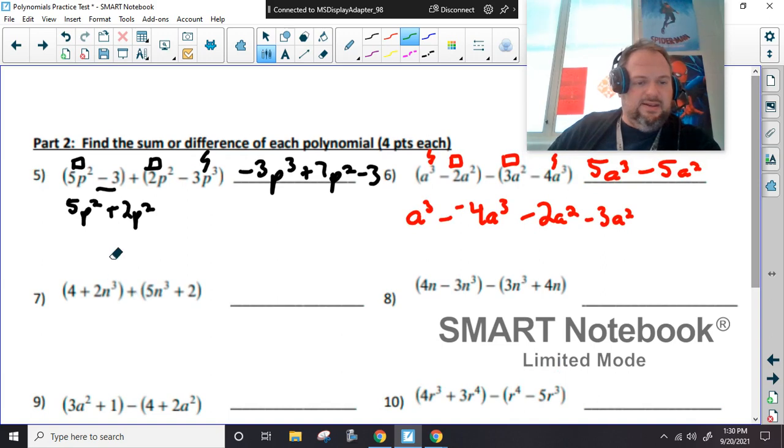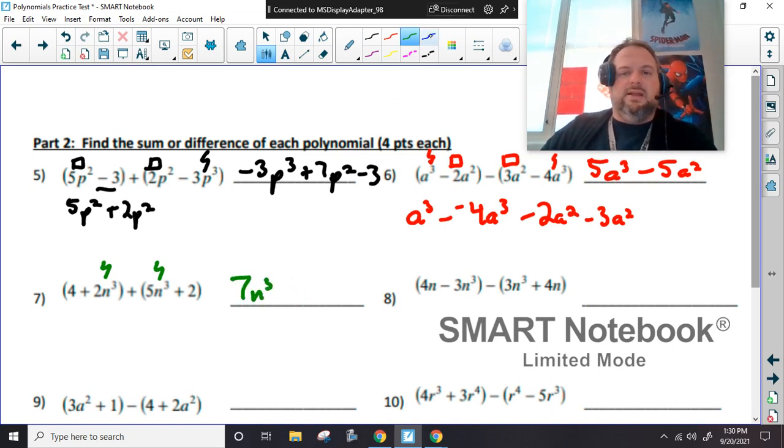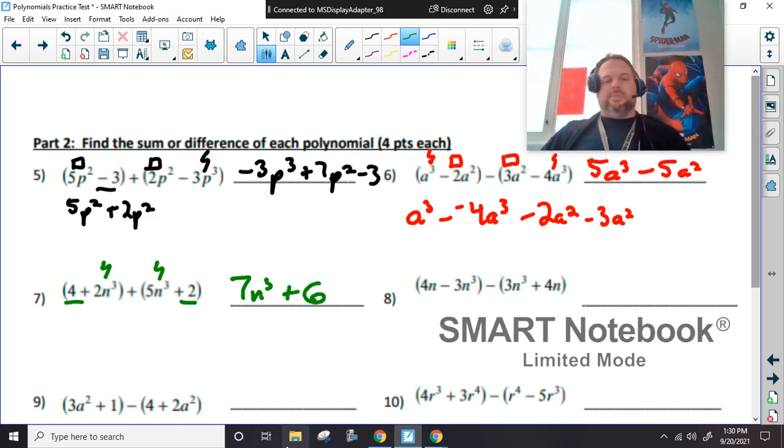All right. So number 7, these are our two like terms. So let's see, 2 plus 5, this would be 7n cubed. And then my two constants is 6.